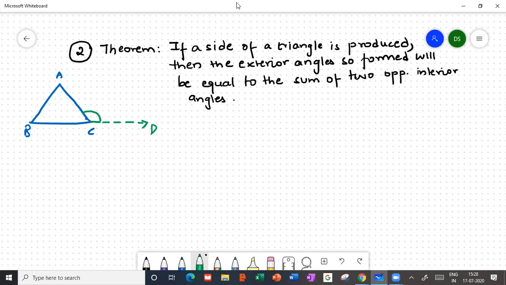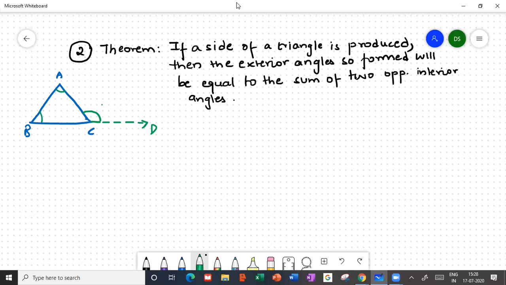Miss, angle A and angle B. Yes. So you all got it right? What I'm asking: if ACD is the exterior angle, which will be the two opposite interior angles? A and B. Okay, so this is what we have to prove.